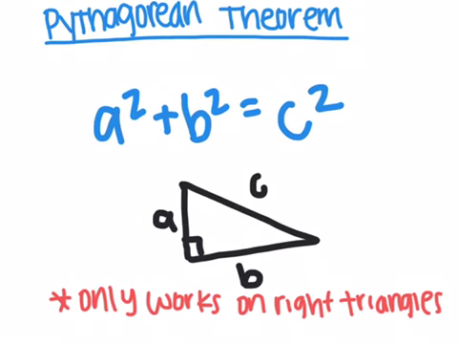So in this video, we're going to be talking about the Pythagorean Theorem, which is a squared plus b squared equals c squared. Now a and b are going to be your leg lengths, or your two smaller lengths, and the longest one, or slanted one, is going to be your c length. Now you have to remember this only works on right triangles. So only triangles with a 90-degree angle will the Pythagorean Theorem work for.